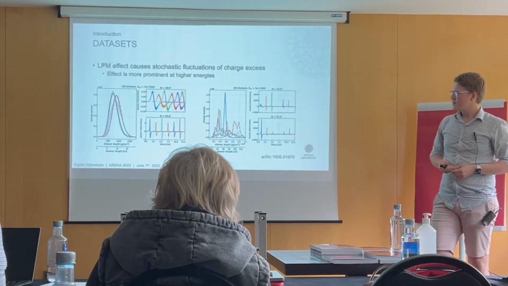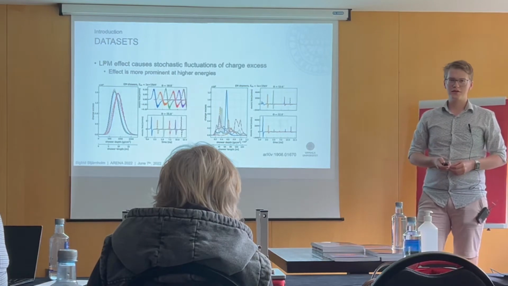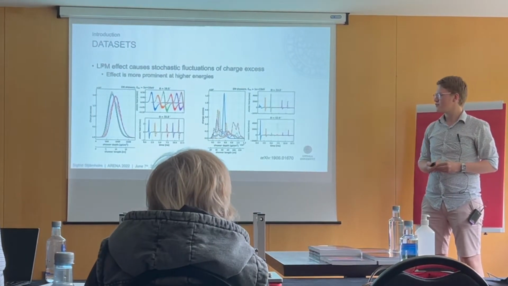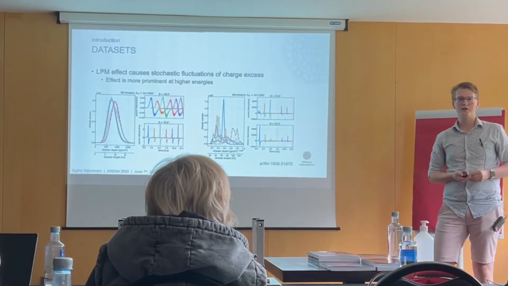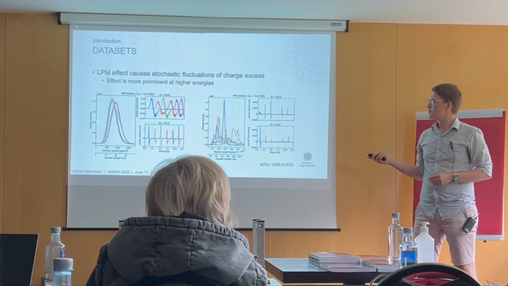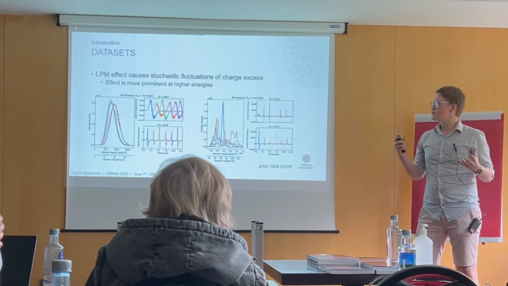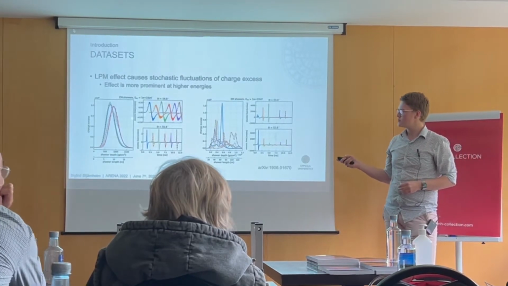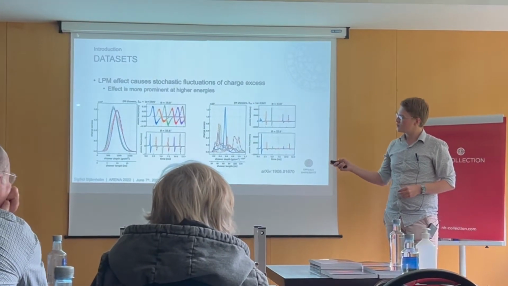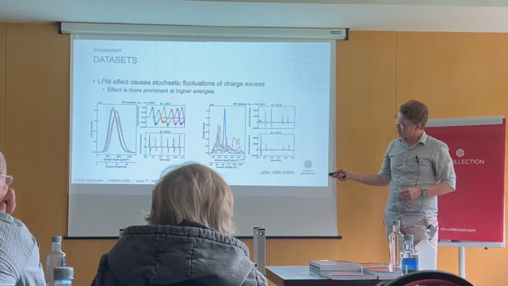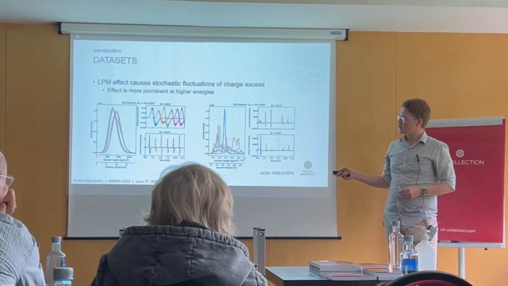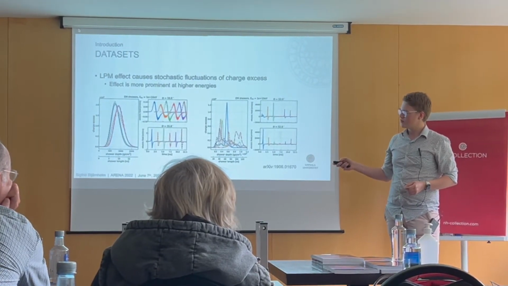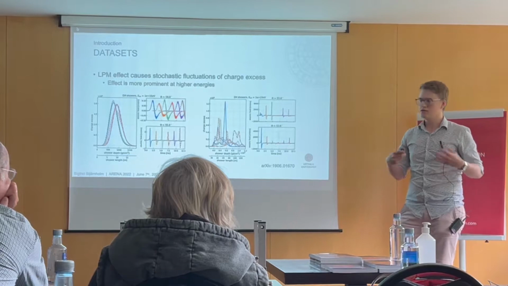So one thing that you have to take into consideration when using traditional techniques is that showers that also contain electromagnetic showers are affected by the LPM effect. Basically this causes some stochastic fluctuations of the charge axis. So we can see here 2 events to the left. On the y-axis is the charge axis, and on the x-axis is the shower length. And what you can see for this 10 to the power 16 electron volt event is that we have 6 realizations of this charge axis, and they look basically the same.